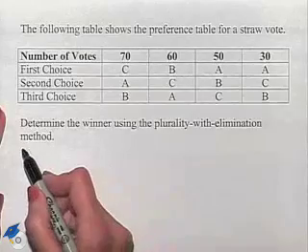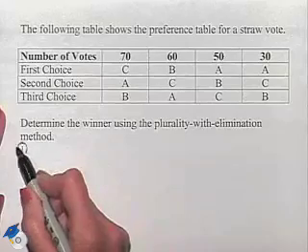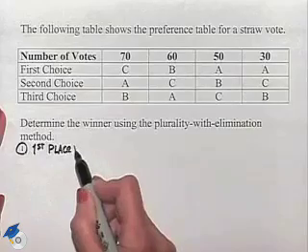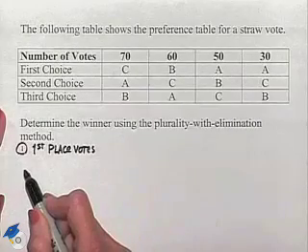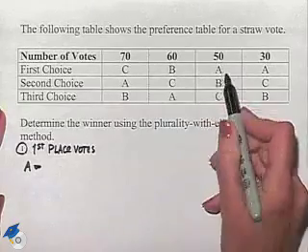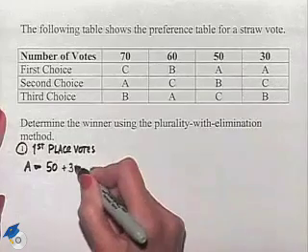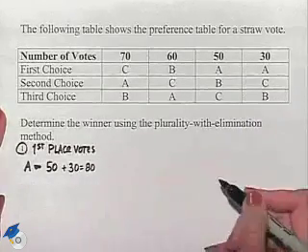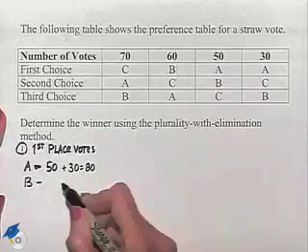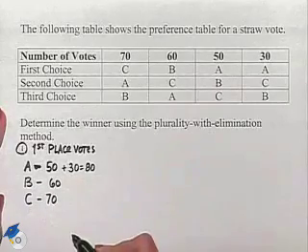Now, that requires us to begin by determining the number of first place votes for each candidate. So let's start off by figuring out our first place votes. We're going to look at candidate A and note that candidate A will receive 50 first place votes in our third column and another 30 first place votes in our last column, giving candidate A 80 votes. Candidate B receives 60 first place votes from the second column. Candidate C receives 70 first place votes from the first column.